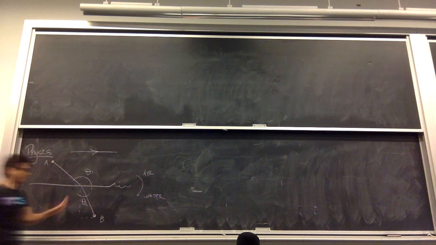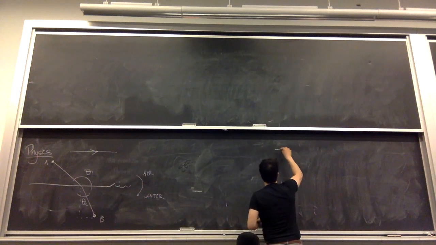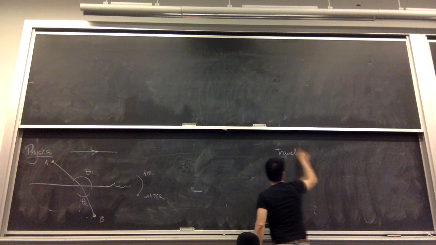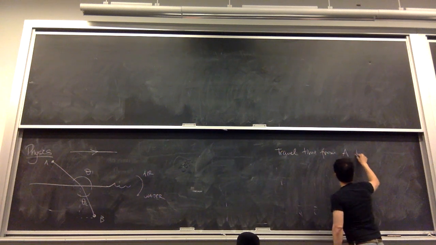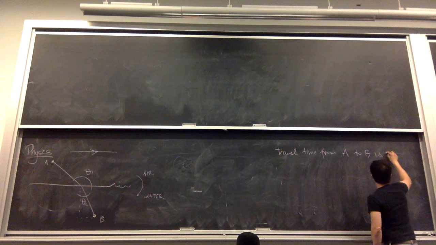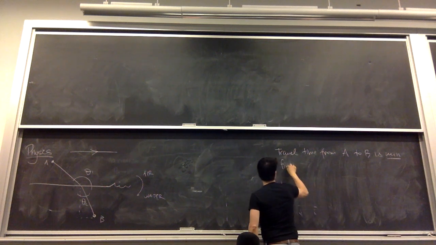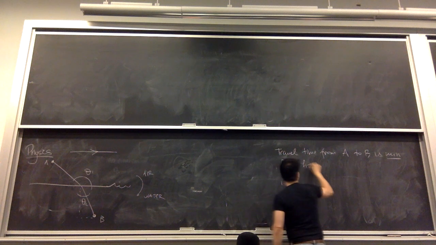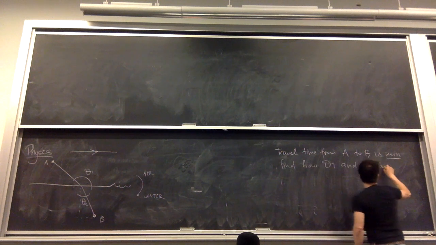Okay, so let's write the question over here, right? So travel time from A to B is minimum. Find how theta 1 and theta 2 are related.